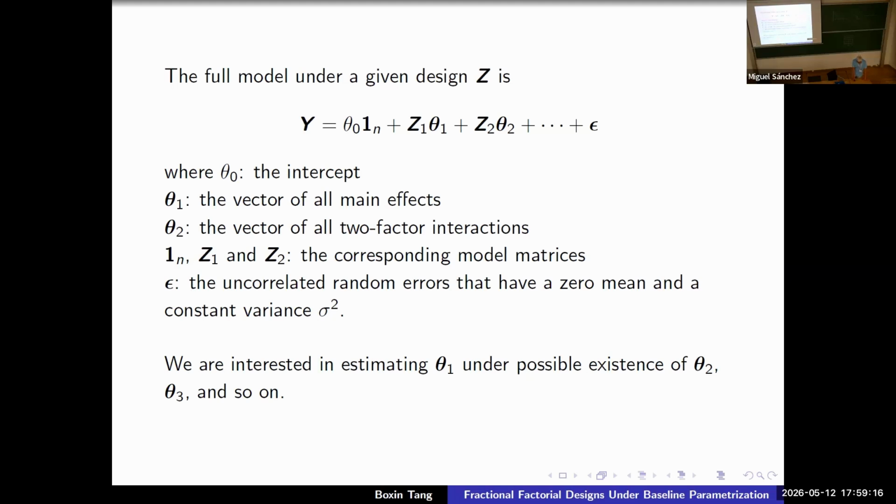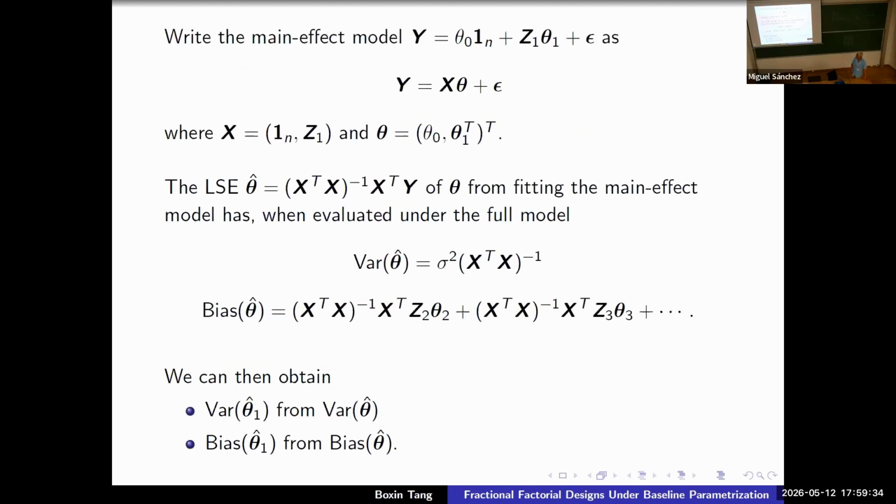Okay, this is the full model, but our interest lies in estimating the main effects, theta 1, under the possible existence of 2-factor interactions, 3-factor interactions, and other interactions. Okay.